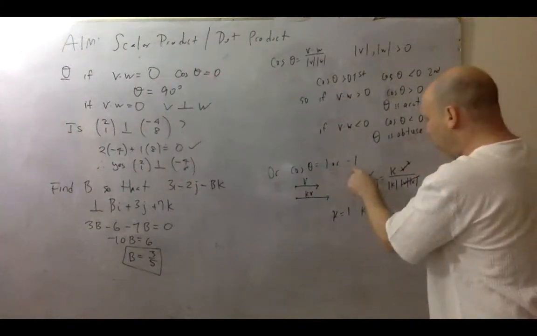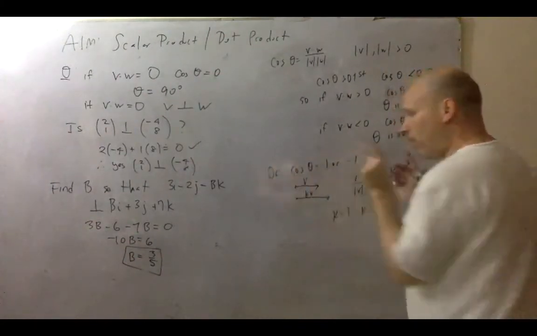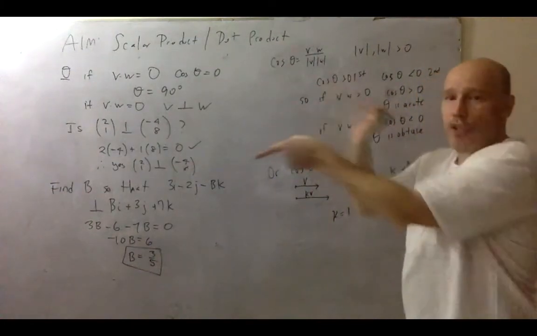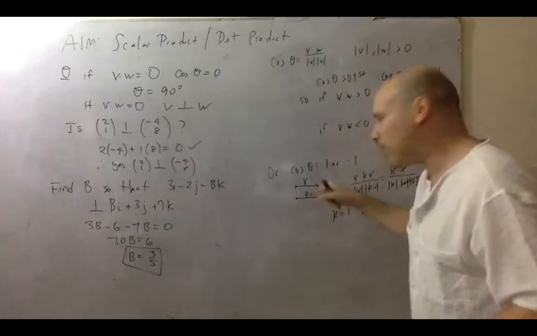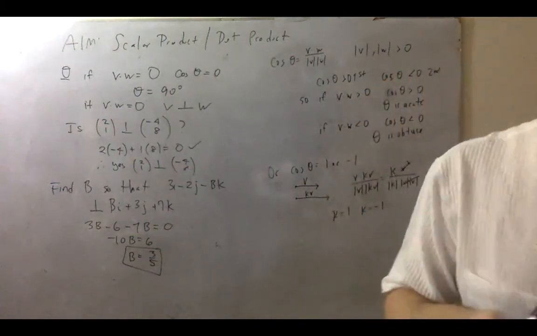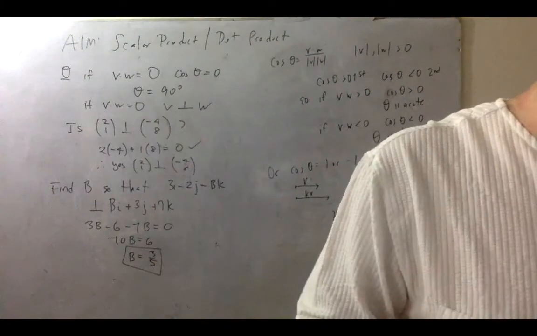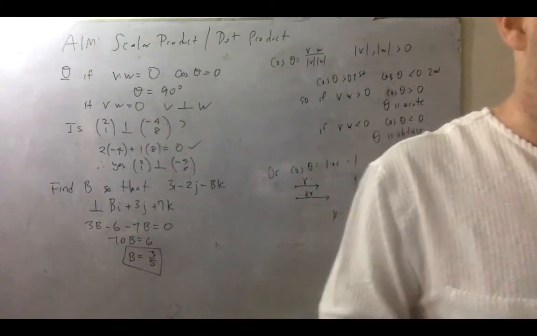So if it's 1 or negative 1, either they're parallel or they're in opposite directions. But the idea is that they're multiples of each other. Nice. I thought of that myself. What else? I think that's it.